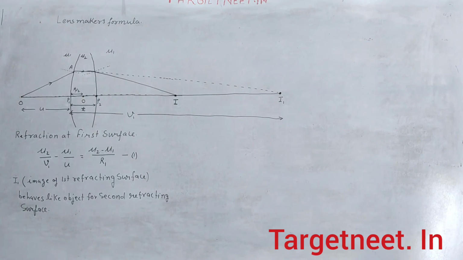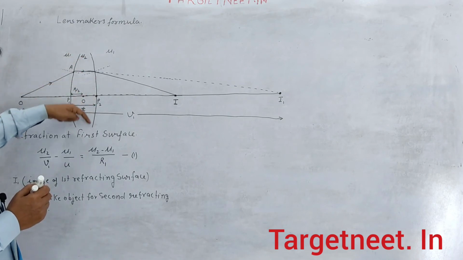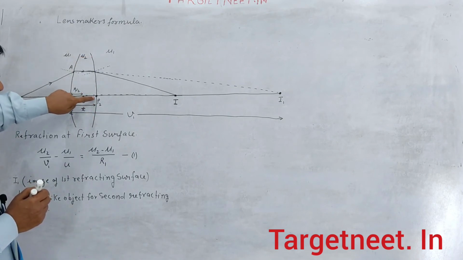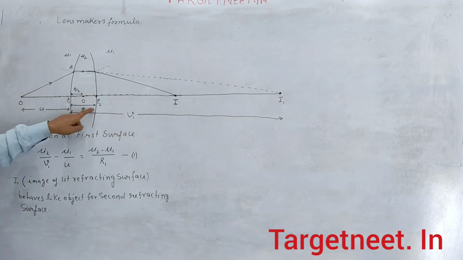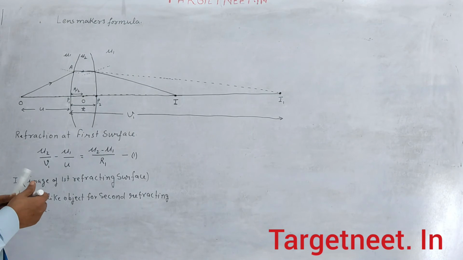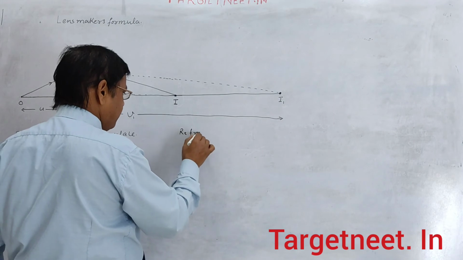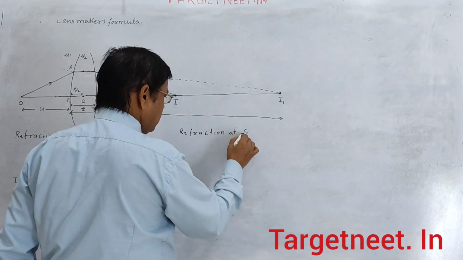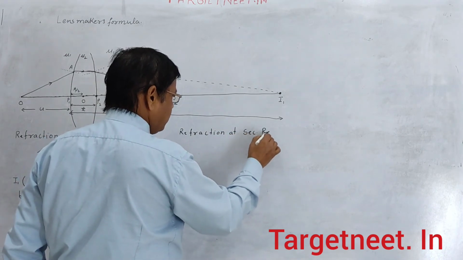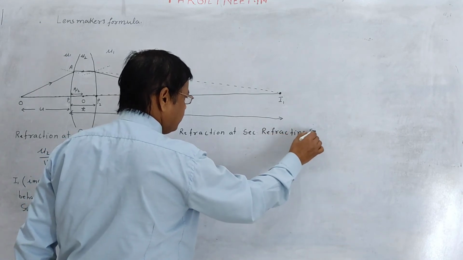Now, what is the object distance for the second refracting surface? For the second refracting surface, the object distance will be measured from P2. So it will be V1 minus T. So, a refraction at the second refracting surface.